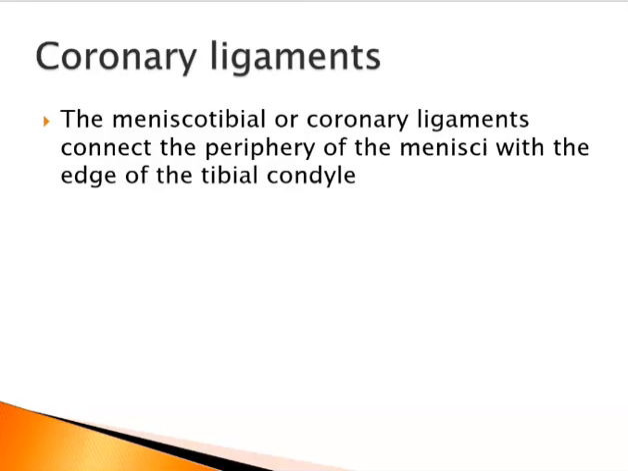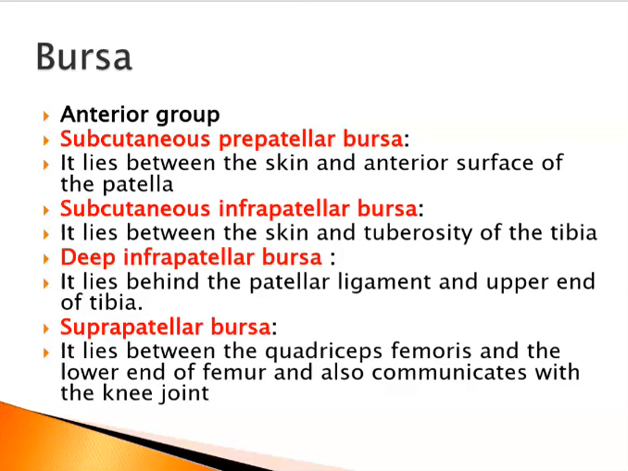Then we come to coronary ligaments. They are also called meniscotibial. They connect the periphery of the menisci with the edge of the tibial condyle. So then we come to another aspect, that is the bursa, and the anterior group is important. In the anterior group we have subcutaneous prepatellar bursa. This lies between the skin and anterior surface of patella. Then we have subcutaneous infrapatellar bursa. It lies between skin and the tuberosity of the tibia.